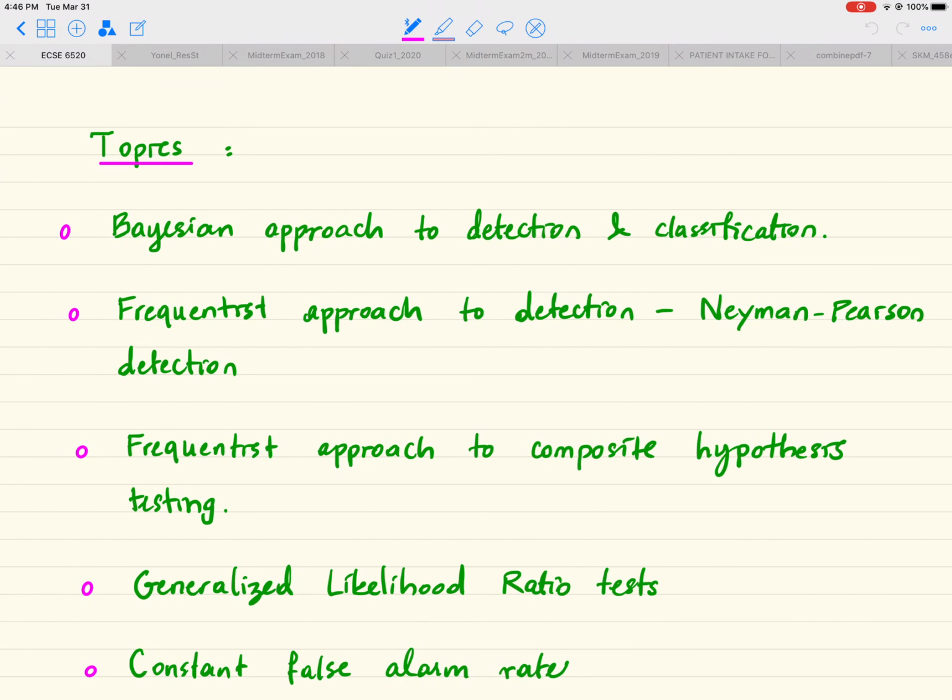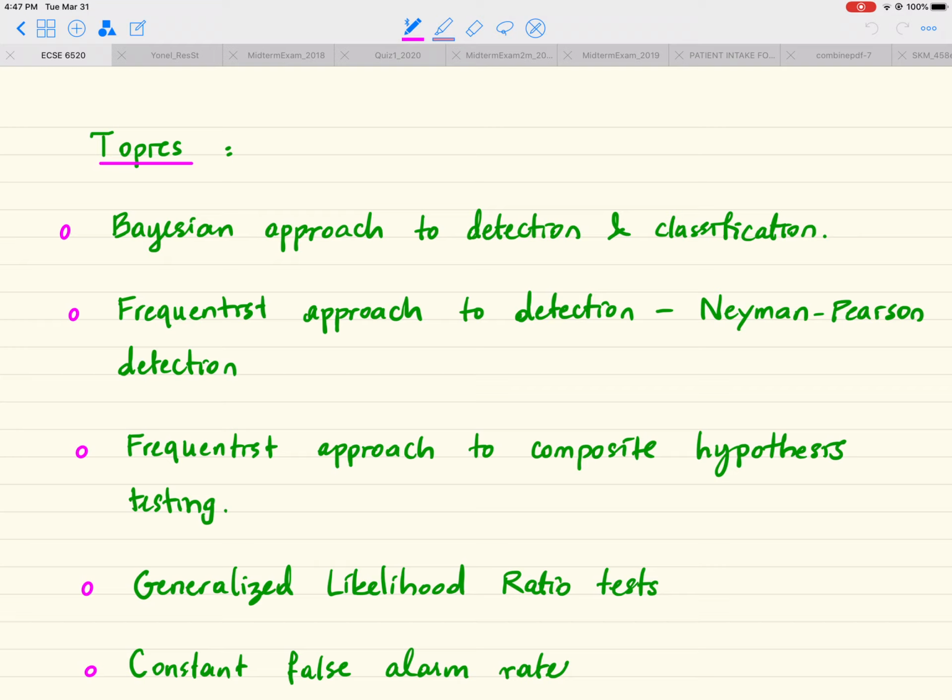Okay, so the topics that we are going to cover: we will start with the Bayesian approach, since we have just finished covering the Bayesian approach to estimation, Bayesian risk theory, and detection and classification problems. Next, we will focus on the frequentist approach to the detection problem and specifically cover Neyman-Pearson detection. We will look into recovering signals embedded in Gaussian noise, cover matched filtering, etc.